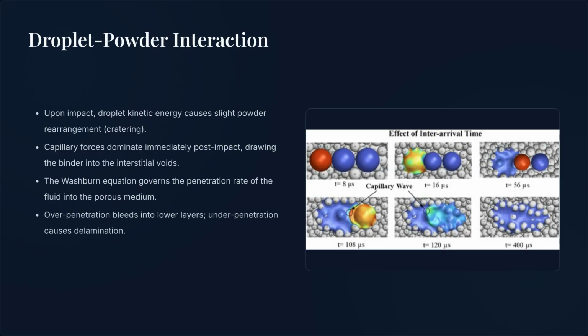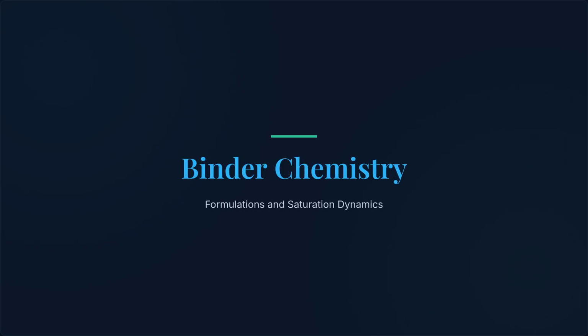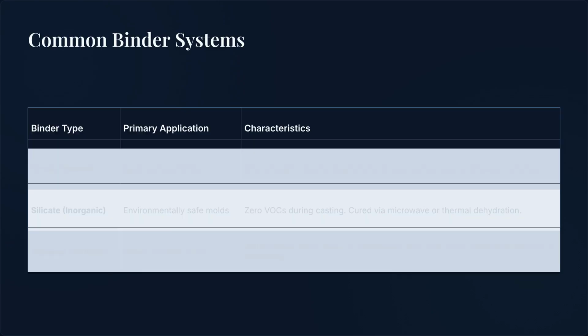Droplet powder interaction is a dynamic process. Impact energy can cause cratering, while capillary forces dictate how the binder penetrates into the interstitial voids of the powder. Successful bonding depends on mastering binder chemistry and controlling saturation dynamics, which govern the final mechanical integrity of the printed part. Binder systems vary depending on the material, but they must all interact predictably with the powder bed to ensure uniform consolidation during the build.